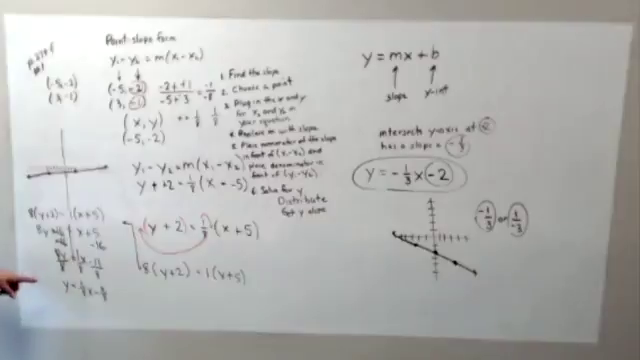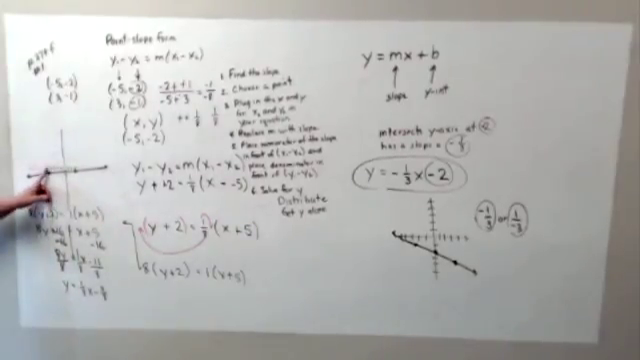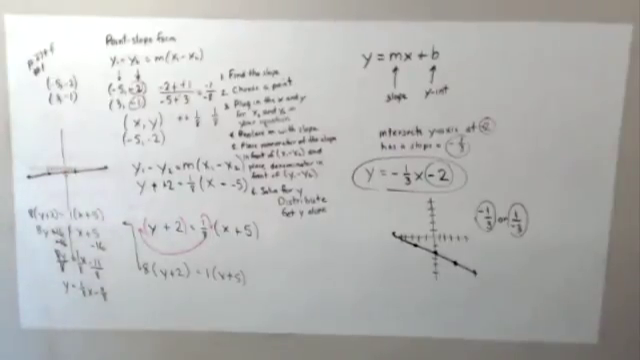So this line intersects the y-axis at negative 11/8. And it has a slope of 1/8. Up 1, forward 8. What part of that?